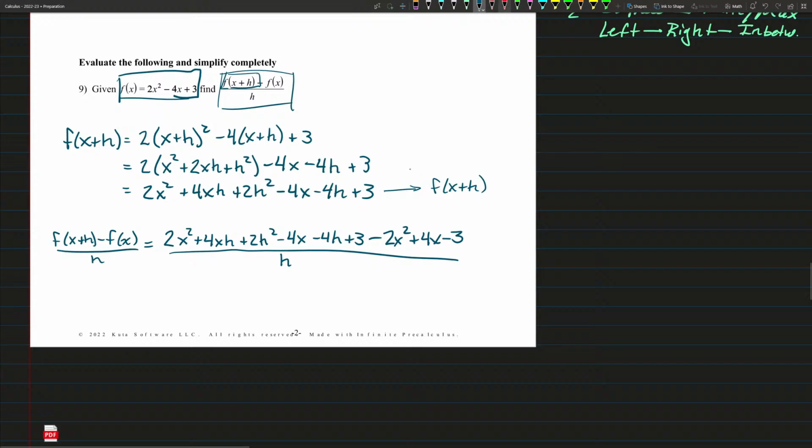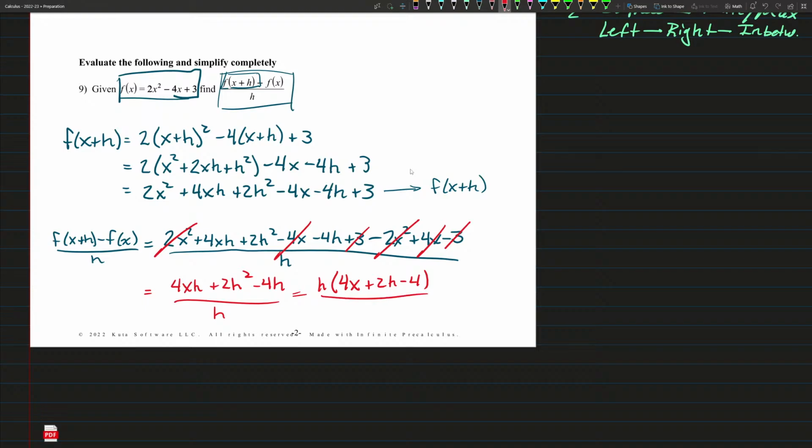If you look there for a second, you would notice that there's a positive 2x squared and a negative 2x squared. There is a negative 4x and a positive 4x, and there's a positive 3 and a negative 3. So what we're left with is 4xh plus 2h squared minus 4h all over h. H is a common factor up top, so we can factor that out. And then we have a common factor of h in the numerator and denominator. So our answer is just 4x plus 2h minus 4.